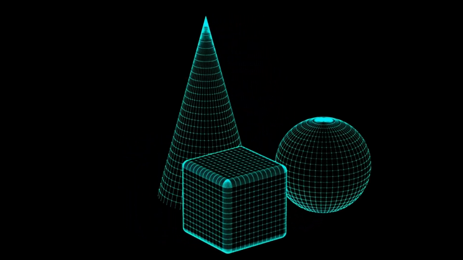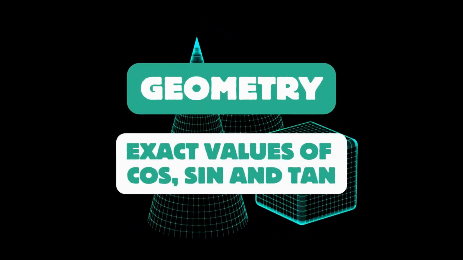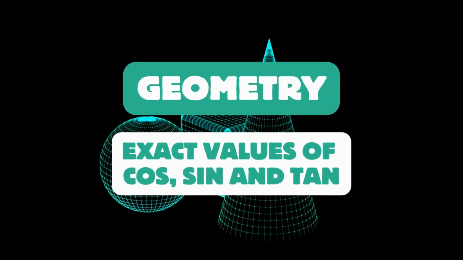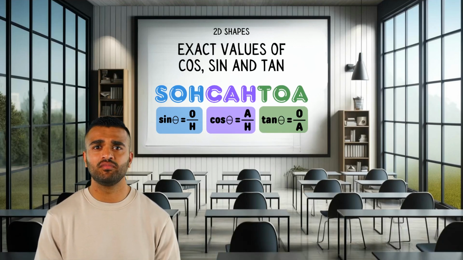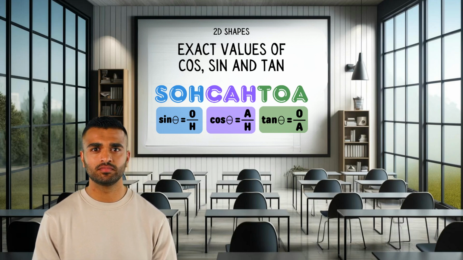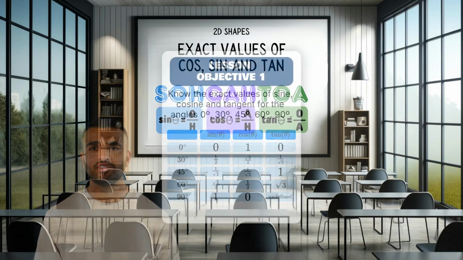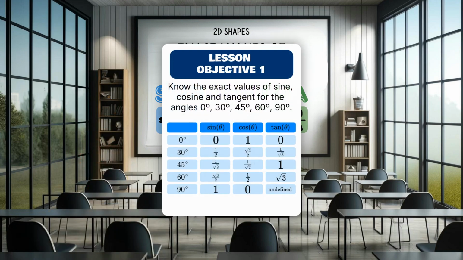Hello and welcome to our lesson on the exact values of sine, cosine, and tangent for specific angles. Today, we will build on our understanding of right-angled triangles by introducing some fundamental trigonometric values that are essential for solving geometric problems involving these triangles. In this lesson, our main objective is to learn and remember the exact values of sine, cosine, and tangent for the angles 0 degrees, 30 degrees, 45 degrees, 60 degrees, and 90 degrees.